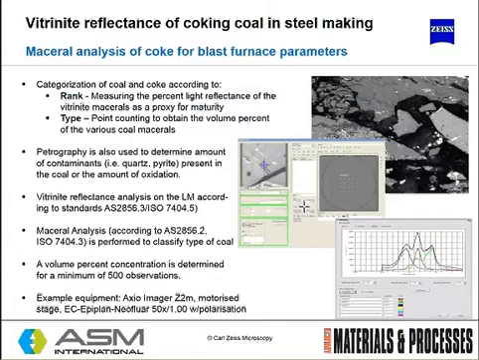Now, of course, the blast furnace is not a smelting operation; it's a reaction between coal and iron ore. So the categorization of the coal and coke, as well as the iron ore, needs to be done according to rank, which is the maturity of that coal, and that's done by measuring the light reflectance of the vitrinite macerals, as well as the type. So that's done with point counting to obtain the volume percent of the coal macerals.